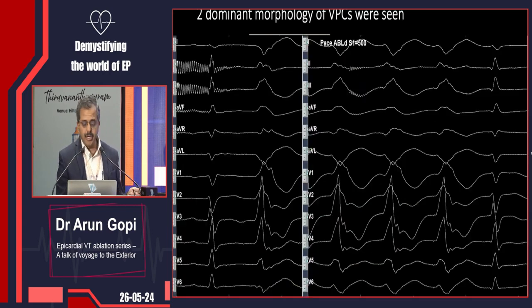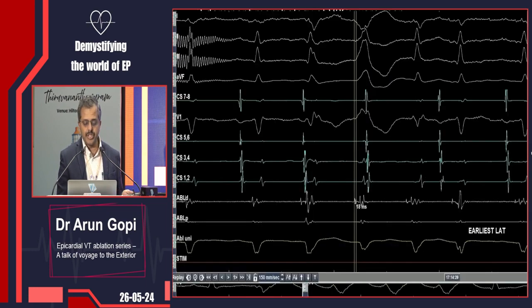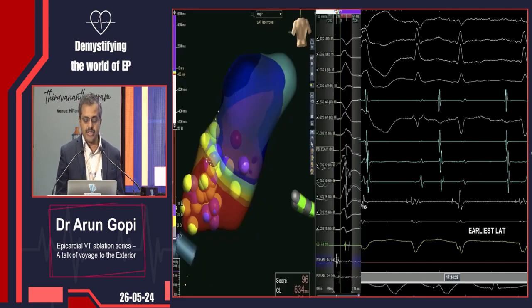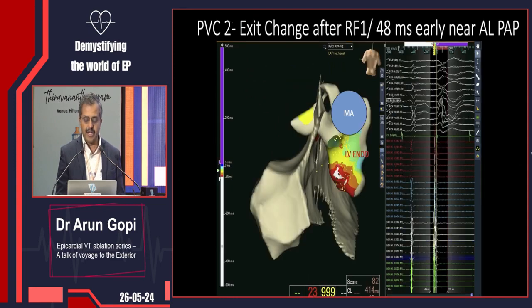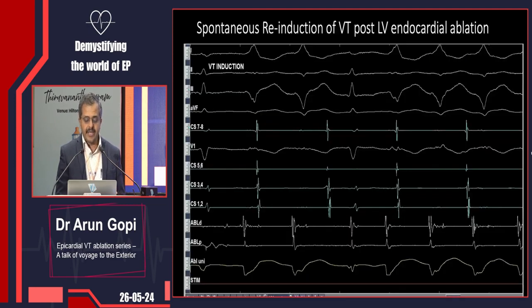This is a pace map for the trigger PVC showing a 12 by 12 match, and we find there's a pre-potential about 18 milliseconds earlier. We go ahead and target this trigger PVC. Subsequently, there was one more PVC from the anterolateral papillary muscle that was also ablated, and subsequent induction again shows a monomorphic VT induced.